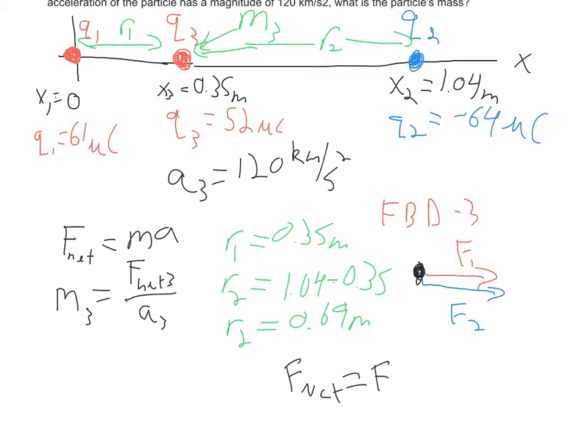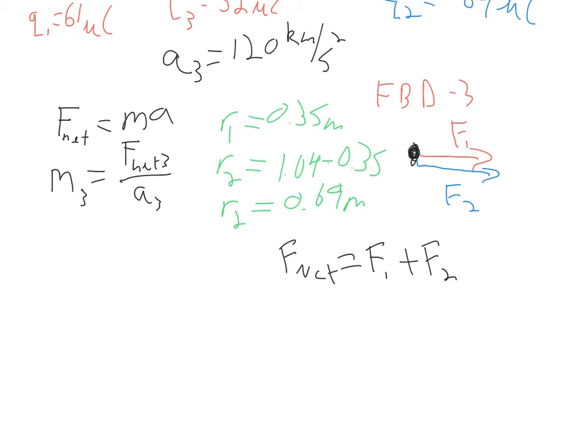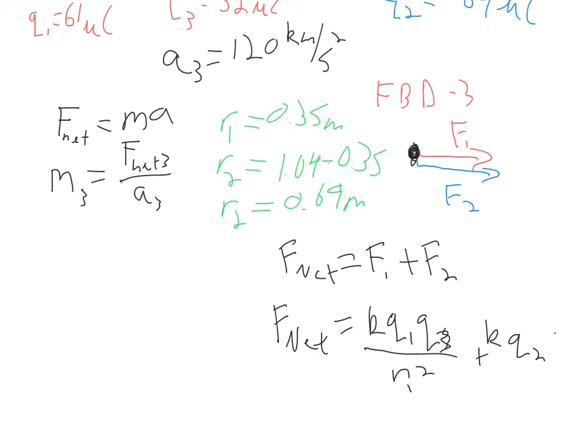Okay, so if we want to find the net force acting on our particle, it's just going to be the sum of all the forces acting on it, F1 plus F2. So the net force will just be equal to k Q1 Q3 over R1 squared plus k Q2 Q3 over R2 squared. And again, keep in mind we're looking at magnitudes here for all of our forces, or all of our charges.